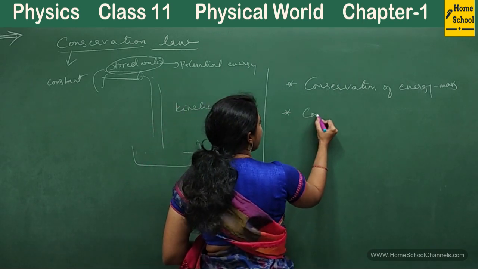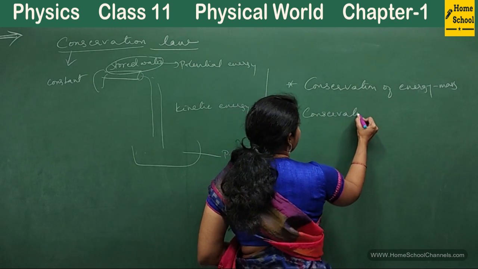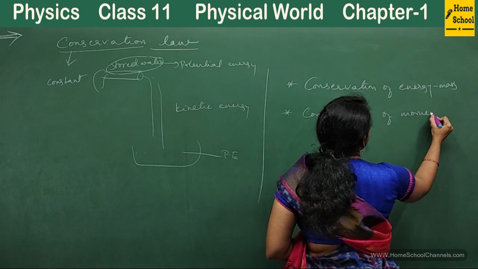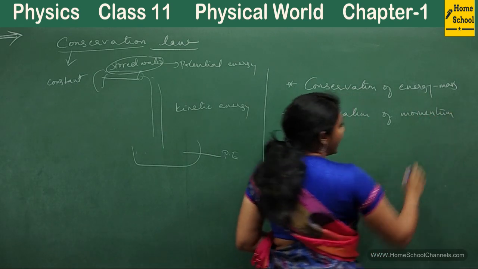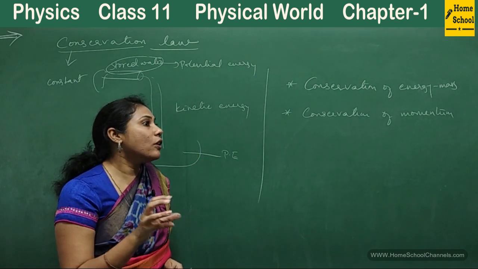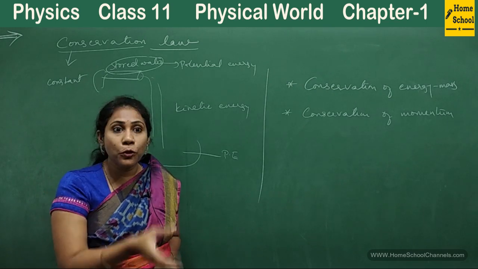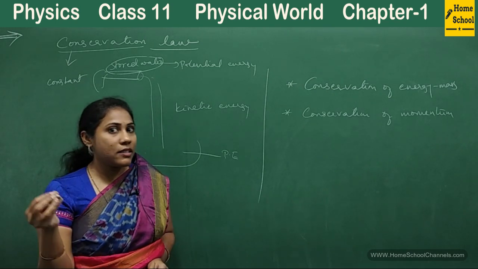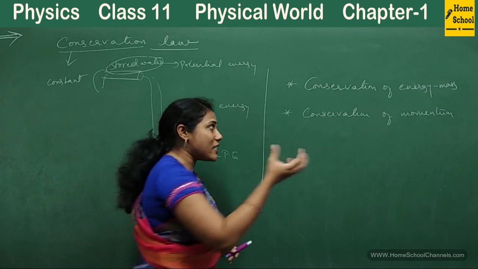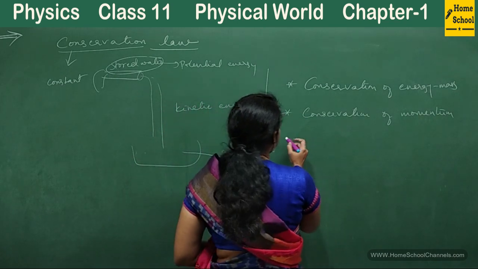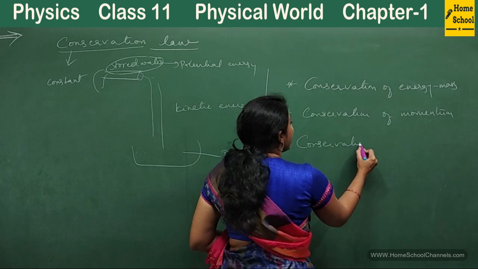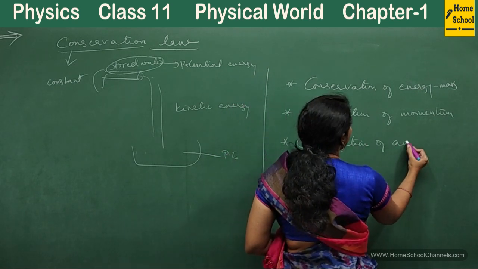And the next one is conservation of momentum. Okay, so what is momentum? Mass into velocity. Momentum is a property of a moving object, right? So when an object is under movement, there are so many factors associated with it. Whatever the factors, everything must be conserved. I mean, they must remain constant. And the next conservation law is conservation of angular momentum.